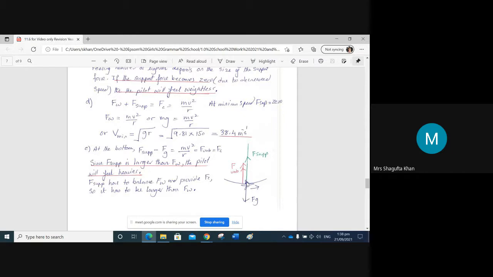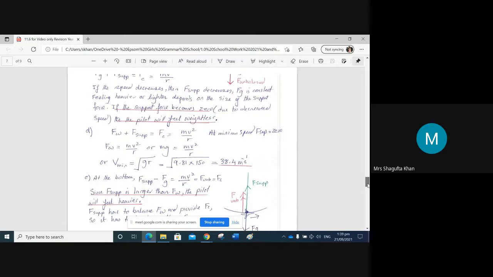Now, generally, what we feel is the support force. You know, like you're sitting in your seat, so you're feeling normal. But if you were in a plane like over here, and you were at the bottom of the loop, because the support force is greater than the weight force, you will feel heavier at this position. So these were the forces at the bottom.